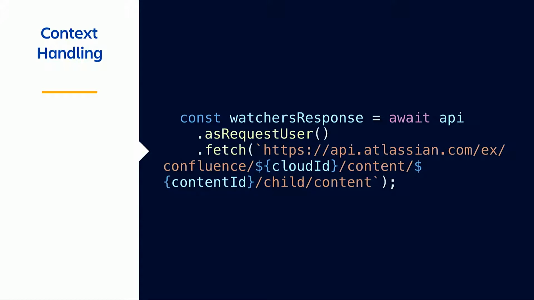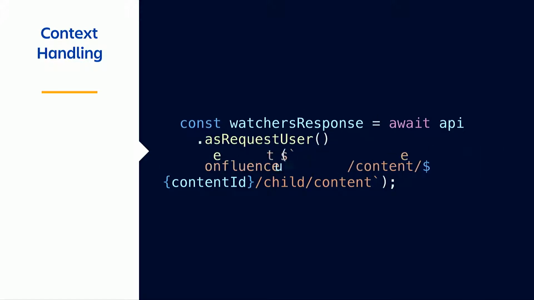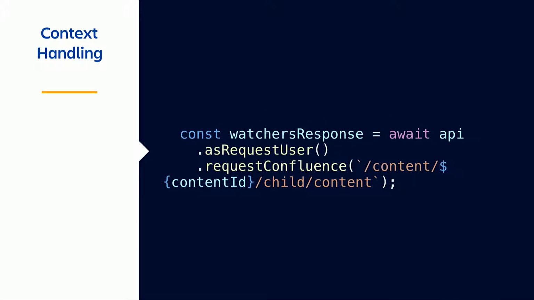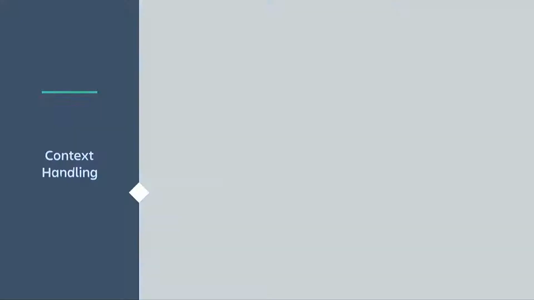I had to specify the Atlassian API. It was a lot of steps that I don't necessarily care about, and it's the same steps that I take each and every time. So instead, we can change this to request Confluence, and this is available today as well. This automatically selects the tenant for you, it automatically selects the API, and it's all done out of the box.